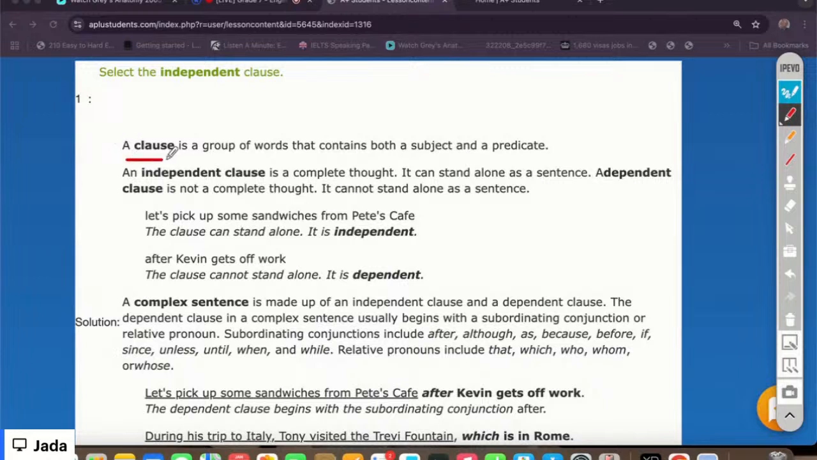So take note of the clause, a group of words that contains both subject and predicate, and then under clause you have independent clause and dependent clause. All right. So for the independent clause, just like the name independent, it is a complete thought and it stands alone as a sentence. So it's like a complete sentence. And then the dependent clause is not a complete thought. It cannot stand alone as a sentence.